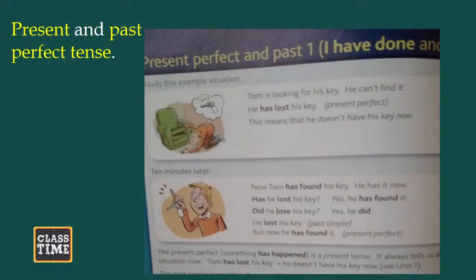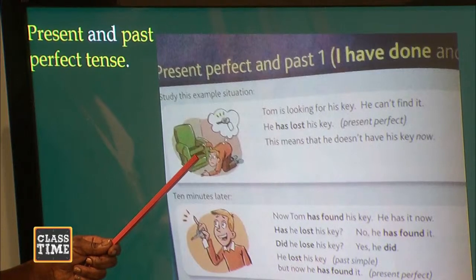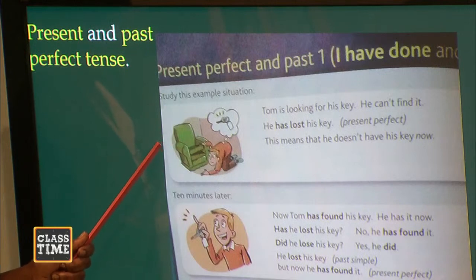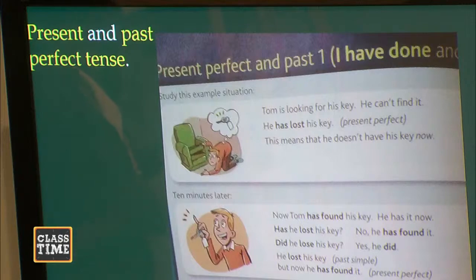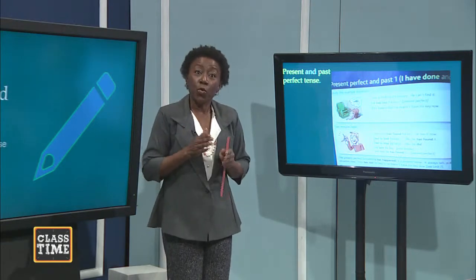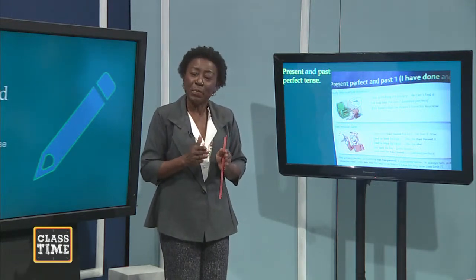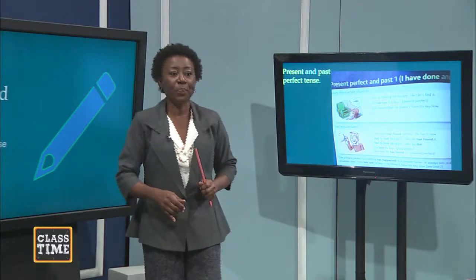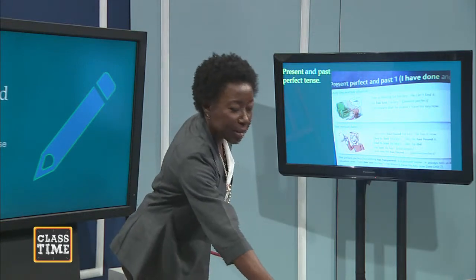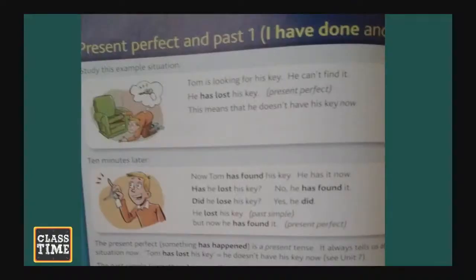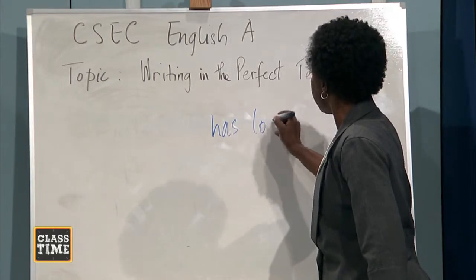So Tom has lost his key. Right now in present time, he does not know where the key is. So he has lost it. He's in a state of loss right now. But lose, lost, and the past participle form is lost. So we switch to the past participle form, and we are accounting for the fact that right now he's still looking for the key. So has lost.